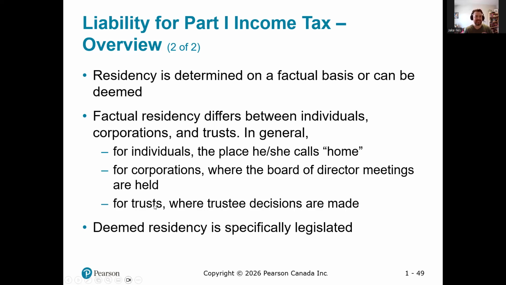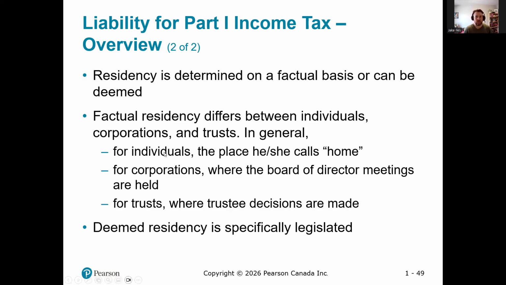Corporations and trusts, because they are legal entities, we pretty much go to wherever their brain is, wherever they're making decisions. So if the board of directors is in Canada, the corporation's probably a Canadian resident, right? Because the people and minds who are controlling that entity are in Canada. If it's a trust, where do the trustees make their decisions? Where's the brain of the trust?